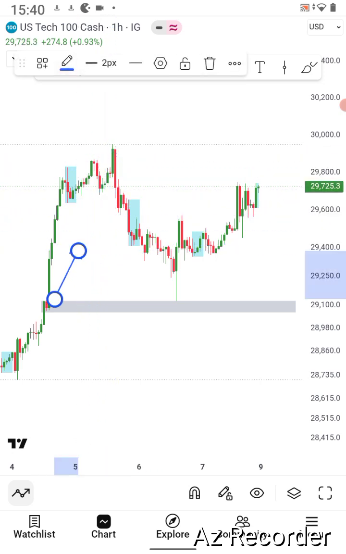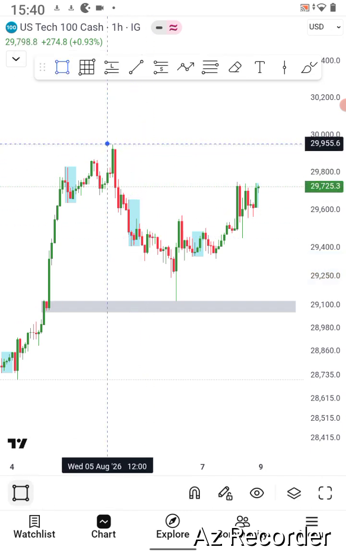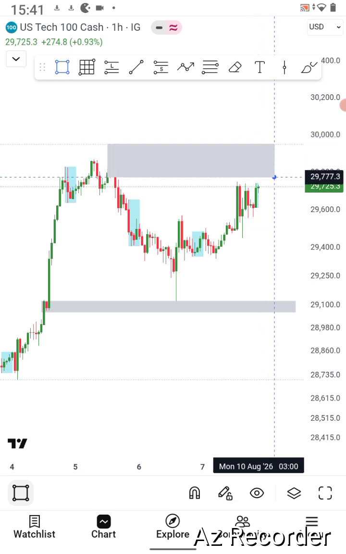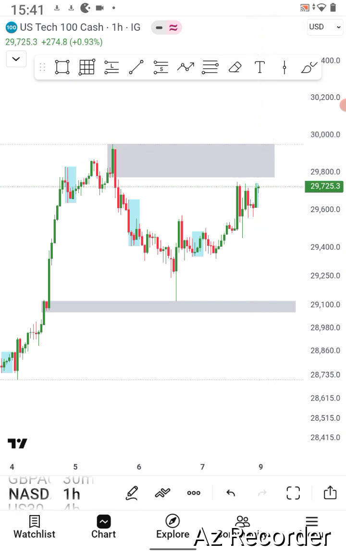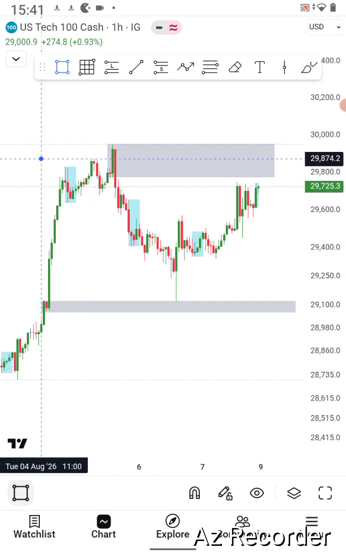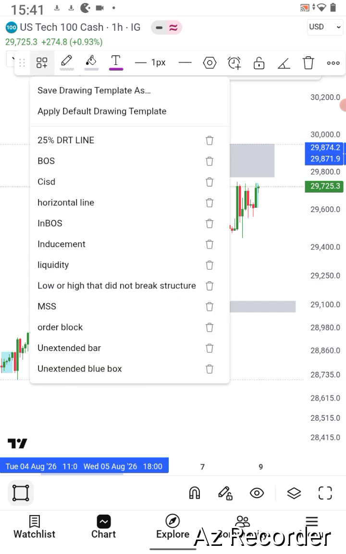So I'm marking that as my 1 hour order block. So again, on the 1 hour time frame, I'm marking three things. I want to see three things. So let me annotate that. Let me do the annotation there. So I want to see a sweep of liquidity here.